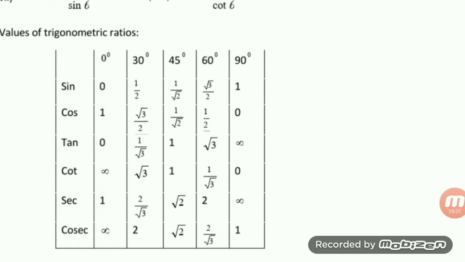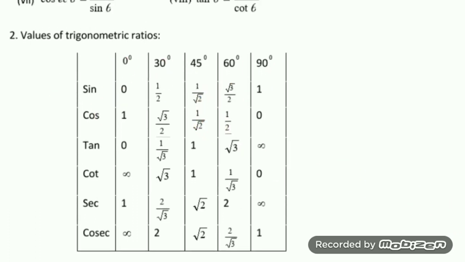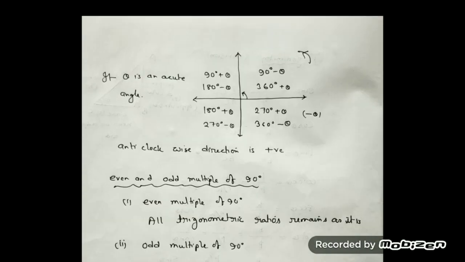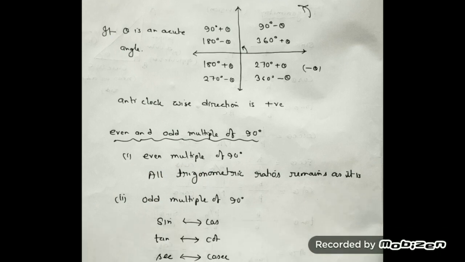But here you try to remember the standard angle values so that you can apply them here and there. Because if it is not a standard angle, but something like a multiple of 90 plus or minus theta, then you try to convert it into standard form. For that purpose, the ASTC rule and even or odd multiples of 90 degrees are used.